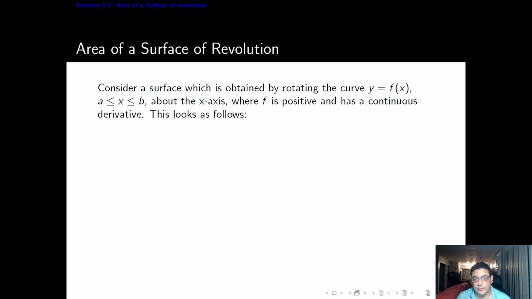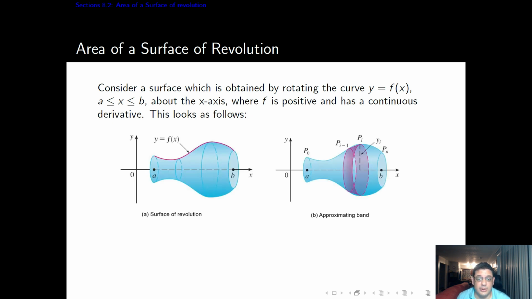We first consider a surface that is obtained by rotating a curve y equals f of x, on an interval a to b, about the x-axis. For the sake of simplicity, we consider that f is positive and has a continuous derivative. This is going to look something like this. We have the function, and then we rotate it around the axis of revolution, which is the x-axis, and that's going to produce a surface of revolution.